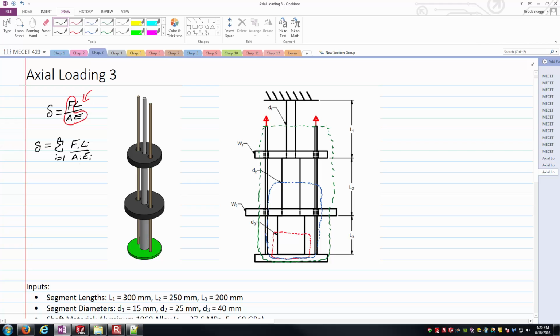We have three sections here, so it'll be i equals 1 to 3, and then we'll have our individual forces and areas. They'll all share the common E value amongst them, but they'll have different lengths as well.